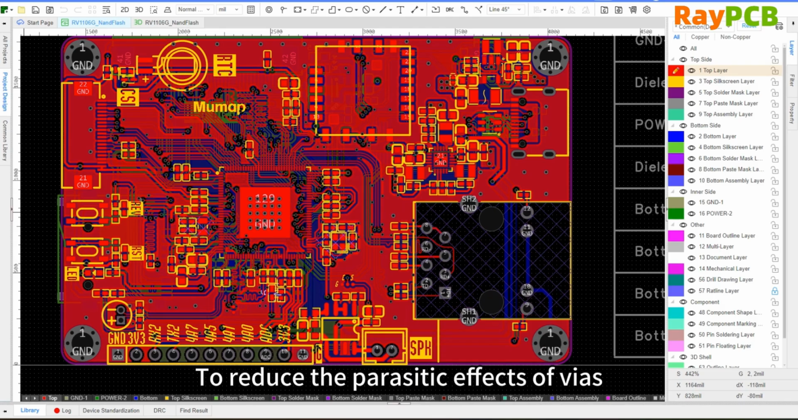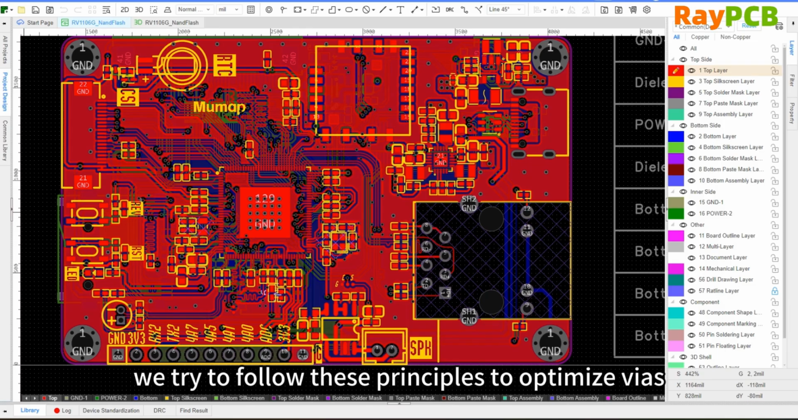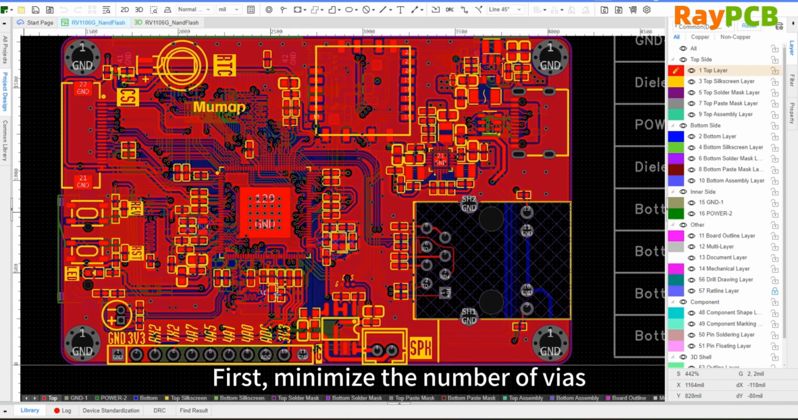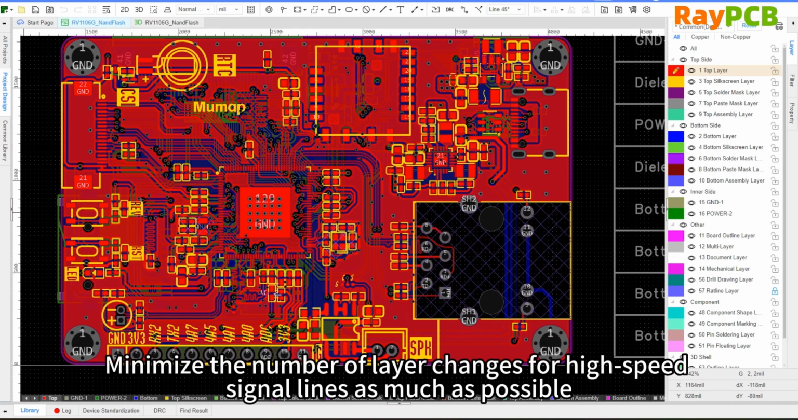So, what are some of the important general design principles that we can follow in order to successfully reduce the unwanted parasitic effects of vias? In high-speed PCB design, we try to follow the following principles to optimize vias. First, minimize the number of vias. This is the most effective strategy. Try to reduce the number of times high-speed signal traces switch layers, if possible.